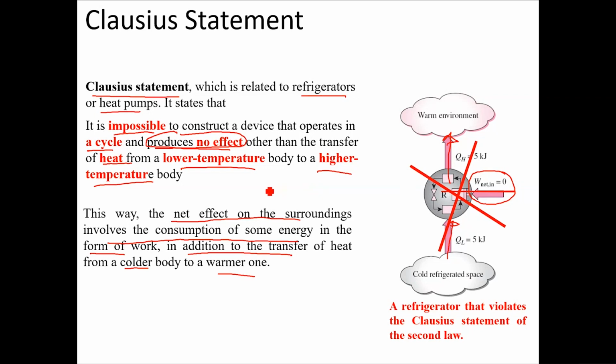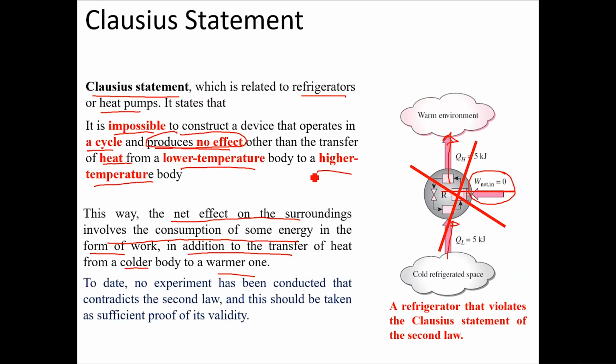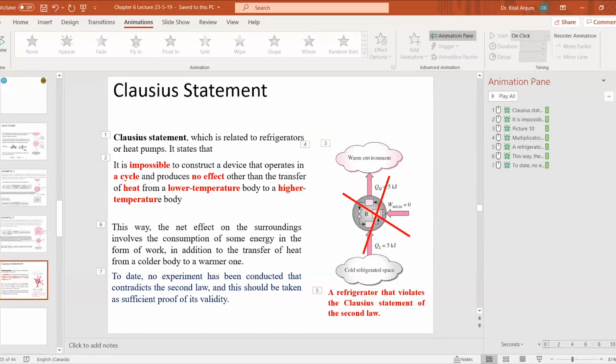If you would not have that, transferring heat from low temperature to high temperature bodies is spontaneously or naturally not possible. Clear? So to date, no experiment has been conducted that contradicts the second law, and this should be taken as sufficient proof for its validity. Clear enough? We'll stop over here and we'll now move on towards the solution for quiz number 4.